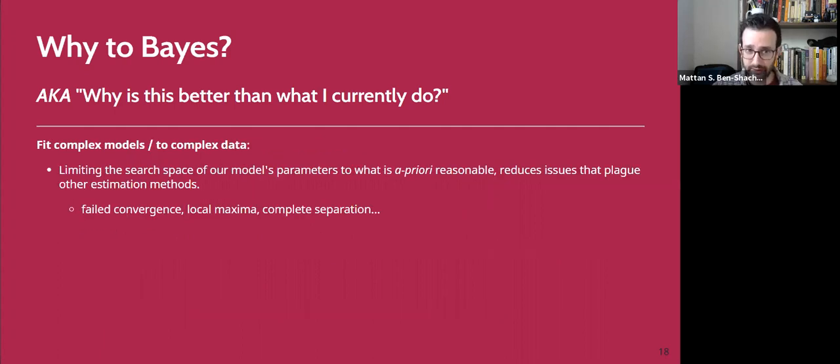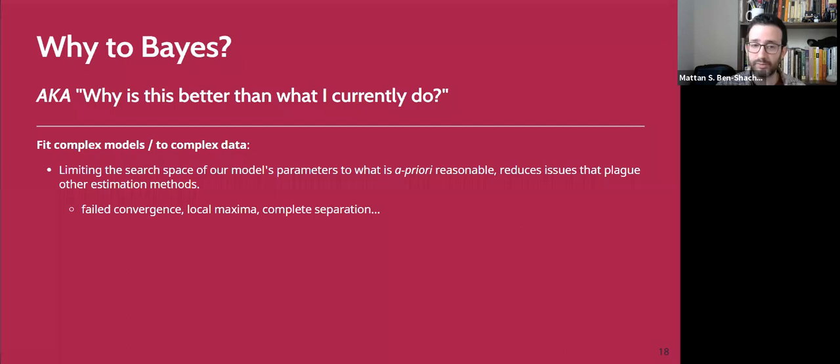Another strength of Bayes, or really the biggest strength of Bayes, is that it allows us to fit complex models to complex data by limiting our search space with priors, right? I'm not looking at an infinitely large parameter space to search for my parameters in. I'm only limiting myself with priors. I'm saying it's probably around here.